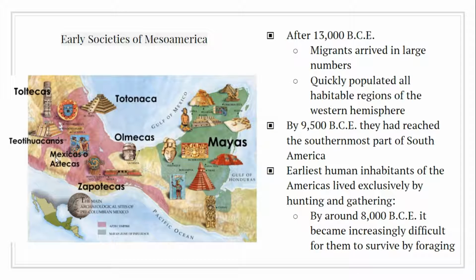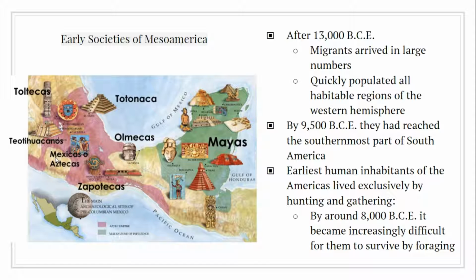After 13,000 BCE, migrants arrived in large numbers through North America, slowly trickling down to South America. They quickly inhabited all regions of the Western Hemisphere that were able to be lived in. By 9,500 BCE, this group of individuals finally reached the southernmost part of South America. So by 9,500 BCE, almost all of North and South America had at least been searched through by these early peoples. The early human inhabitants of the Americas lived exclusively by hunting and gathering.